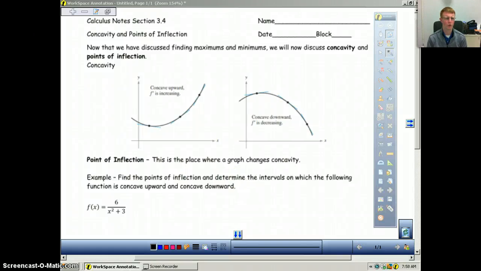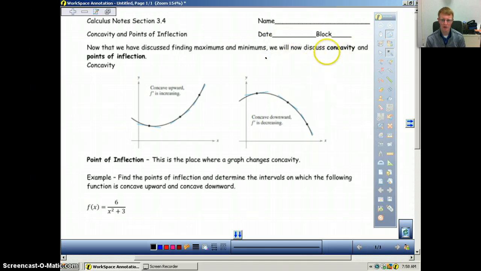This is 3.4. This is going to be a section that is following up on finding maximums and minimums, and we're kind of taking this to the next step. We're going to talk about concavity and points of inflection. So let's first talk about what concavity means.